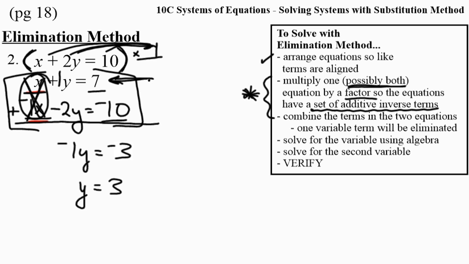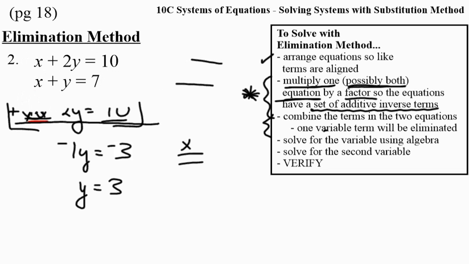Multiplying one of the equations is usually what you're going to have to do. There will be some questions potentially where both equations will have to be multiplied, but we didn't have to in this case. Combine the terms in the 2 equations together. We eliminated one of the variables. We solved for the variable, and now we have to solve for x.